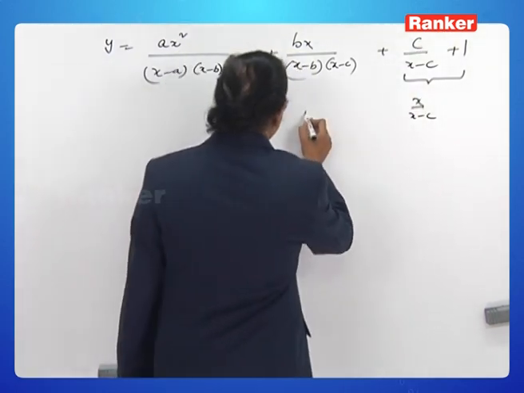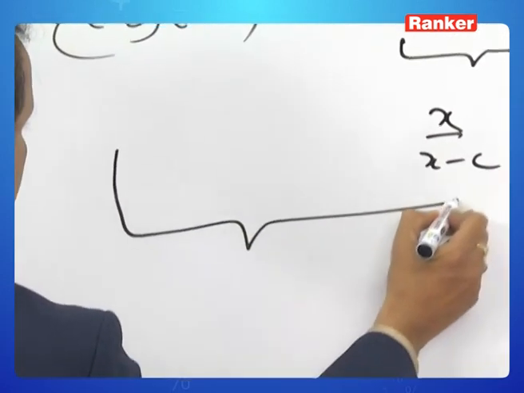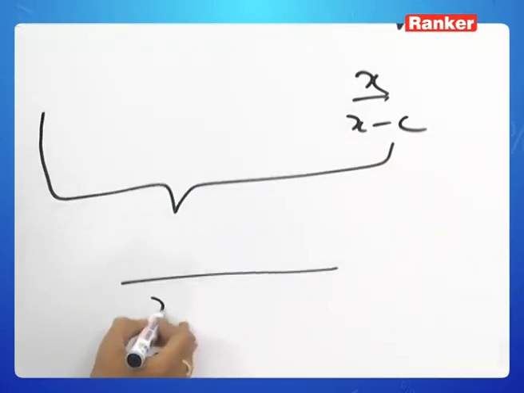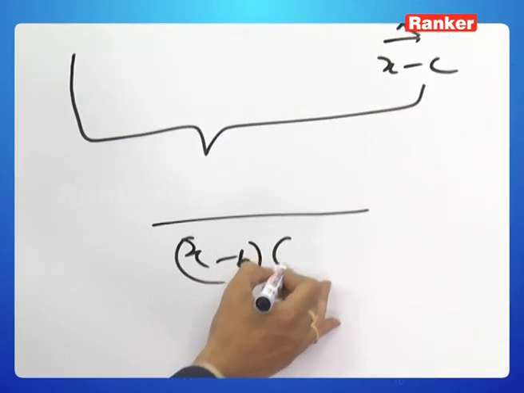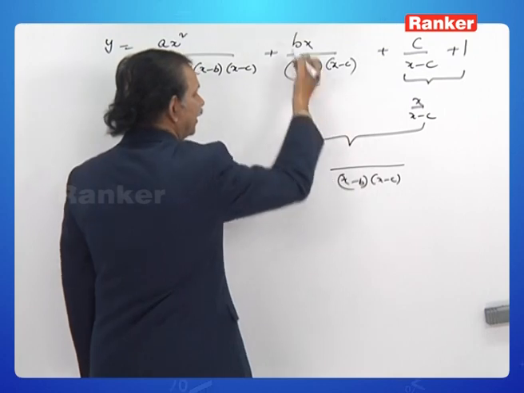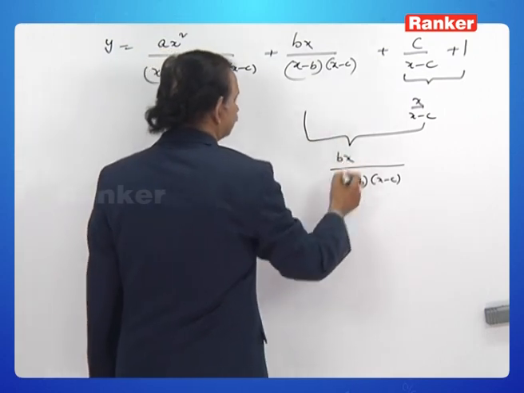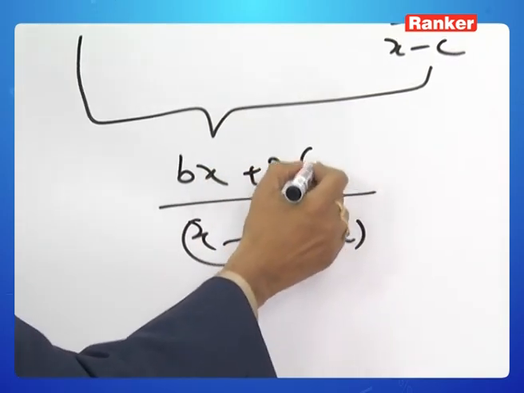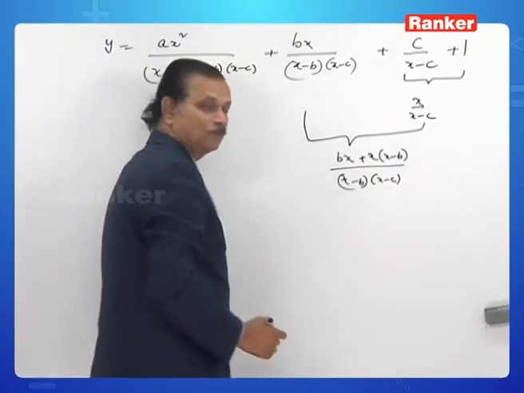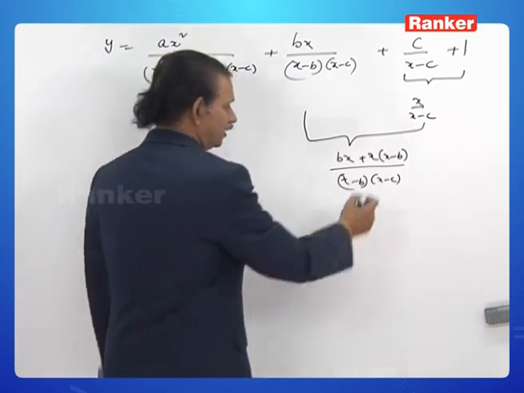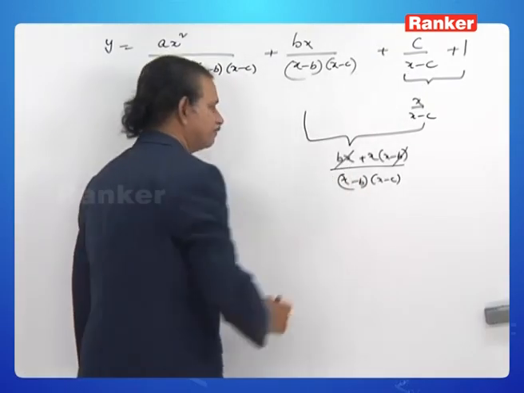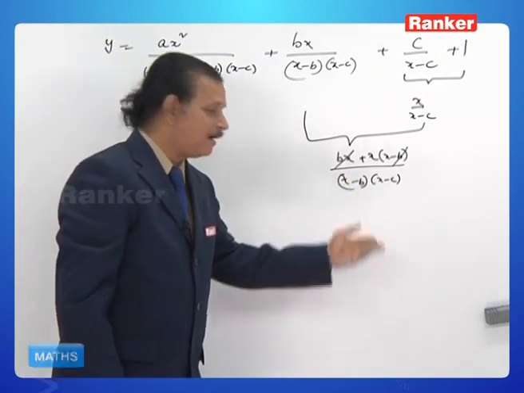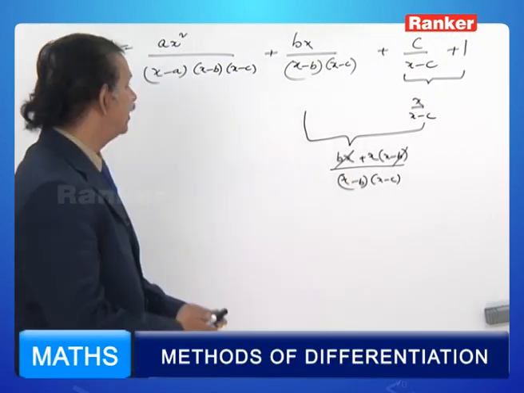Now again add this and this. What is going to happen? What is the LCM? x minus b into x minus c. Here it would be bx, and here it is x into x minus b. You observe, x into minus b is minus bx, and plus bx will go away, leaving you x into x, which is x square by x minus b into x minus c.